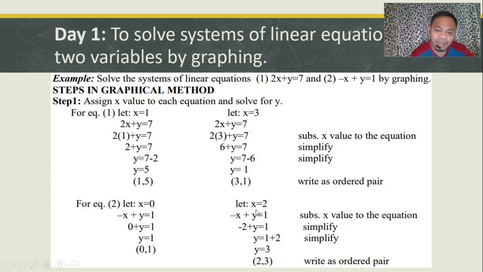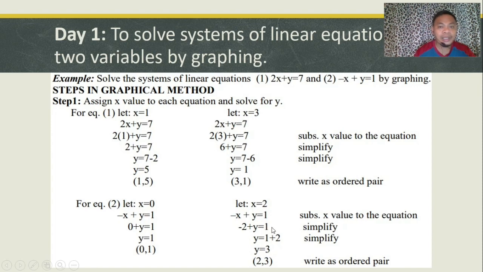Okay, so next, we will let x be equal to 2. So, positive 2, right? x is equal to positive 2. So, we'll substitute that in our second equation, negative x plus y is equal to 1. So, negative x, our x is positive 2, so it becomes negative 2, right? Plus y is equal to 1.